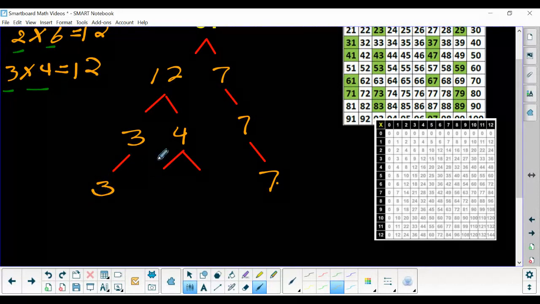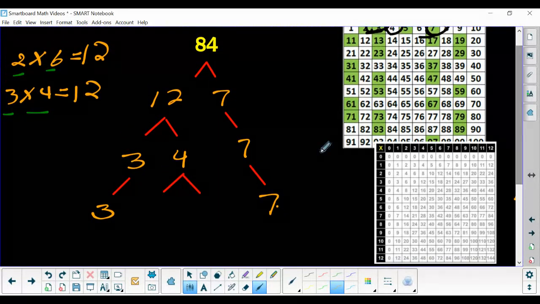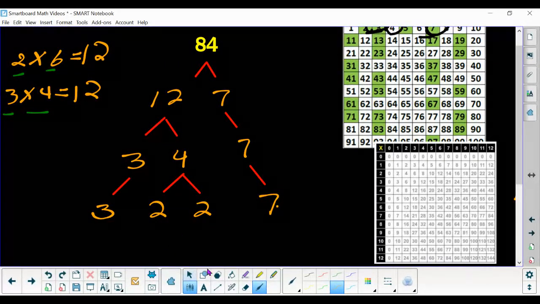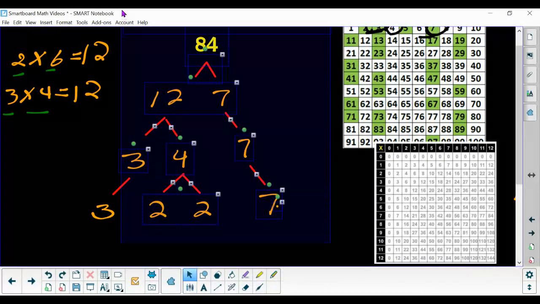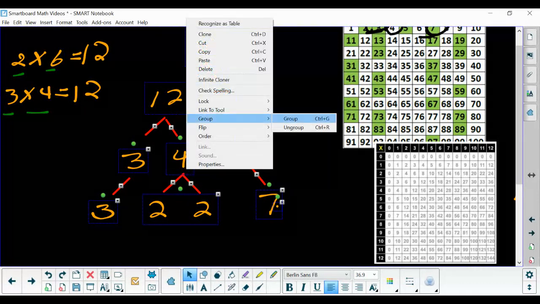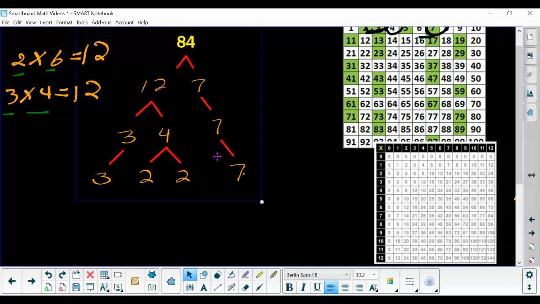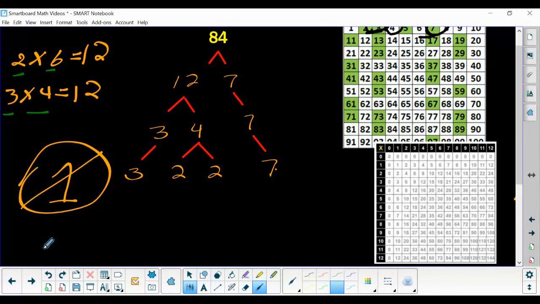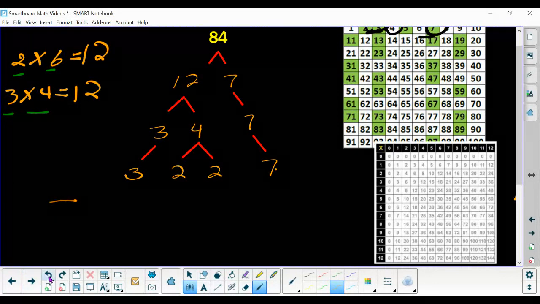And I'm almost done. Now I got to think of what two numbers that when I multiply give me 4. Well, there's only 2 possible numbers. 2 and 2. You can use the same number if you're making your tree. The only number that you cannot use when you're making your factor tree, you need to remember this, is 1. 1 is not allowed, okay? So don't forget that. All other numbers are okay.